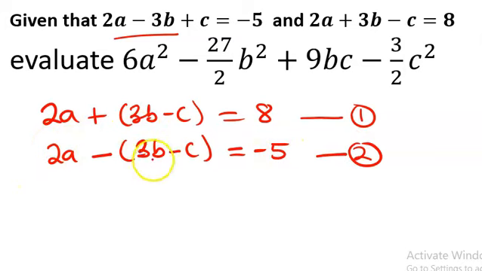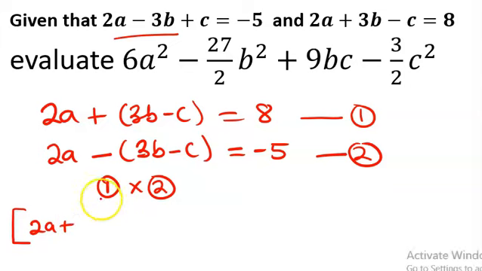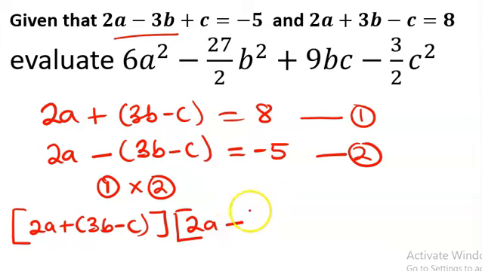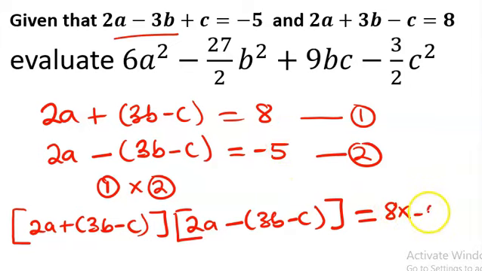So let's look at the expression carefully. On the left hand side, we have 2a here, 2a here. We have 3b minus c, 3b minus c. Now only the sign differs, right? So let's multiply the two equations. Equation 1 times equation 2. So we have in a bigger bracket 2a plus 3b minus c times 2a minus 3b minus c, bring your bracket, is equal to, we are multiplying, so 8 times minus 5.